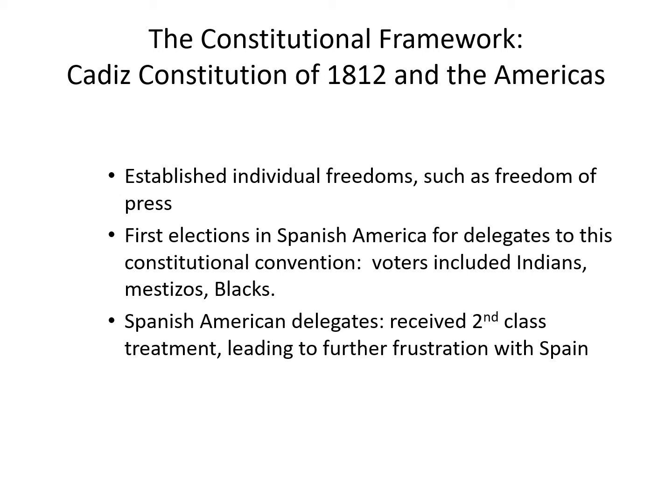Now, once the Constitutional Convention came into place and the process of writing this constitution began in Spain, the delegates that were sent from the Americas, Creole delegates, found that they were receiving second-class treatment. They had come to Spain with the expectation that they would be able to assert certain rights in the face of this new situation of a constitutional monarchy. However, they were very frustrated once they arrived in Spain to realize that they did not have the power to assert these rights.